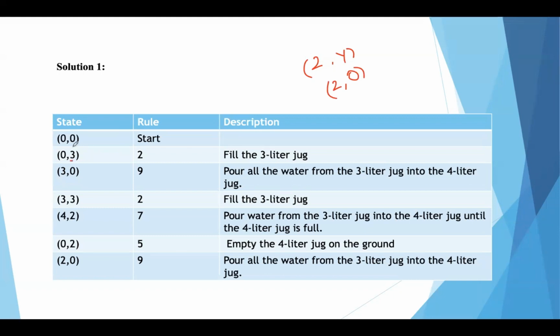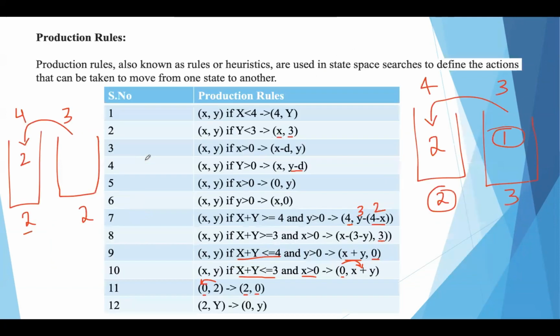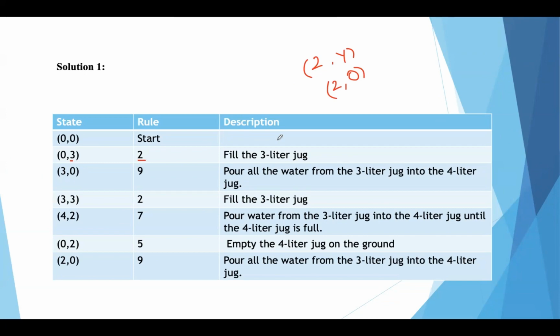So initially it is empty, and now we are filling this 3-liter jug with 3 liters of water, and there is nothing in the 4-liter jug. So we are applying this rule 2 here. So what is rule 2? So we are filling this 3-liter jug with water, and there is nothing in 4-liter. There is no constraint on that.